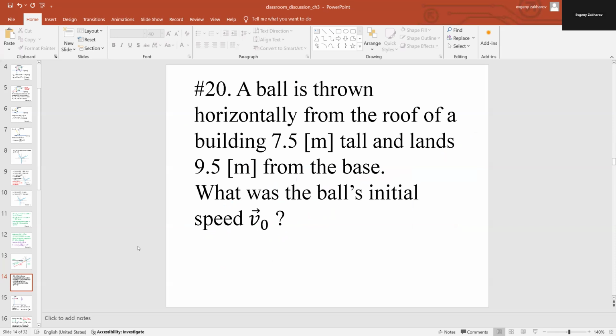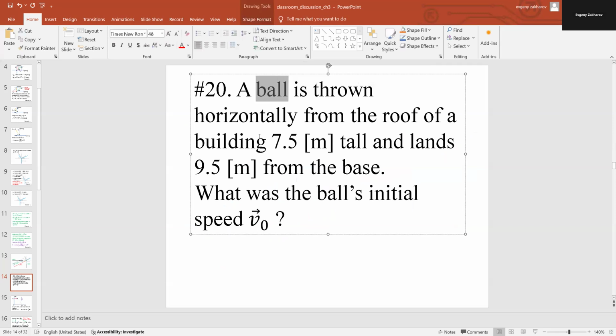Okay, projectile motion. How do I know? Because there is a ball, which is a particle, and it's thrown from the roof, and it lands. So what's going on? What's going on is what we call a free fall. You let it go, and the only force that acts on the ball is gravity. And gravity creates a free fall acceleration that we know the value and direction.